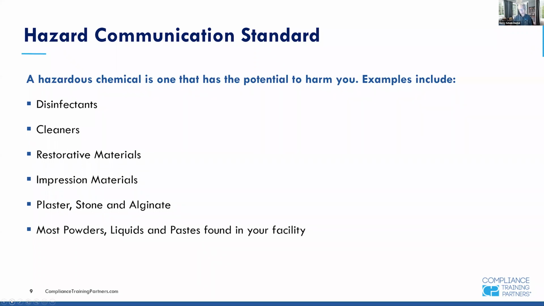So you say, what is a hazardous chemical? You wonder what it is. Pretty much anything in your office. I always say pretty much any powder, liquid, or paste in your office, things like disinfectants and cleaners and restorative materials, impression materials, even things like plaster, stone, and alginate, all can be considered potentially hazardous products.